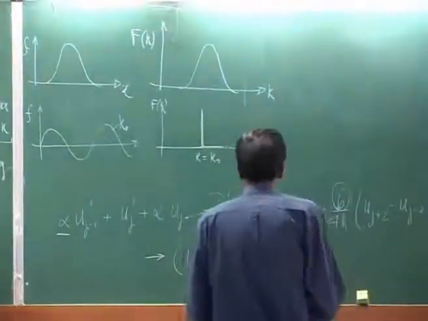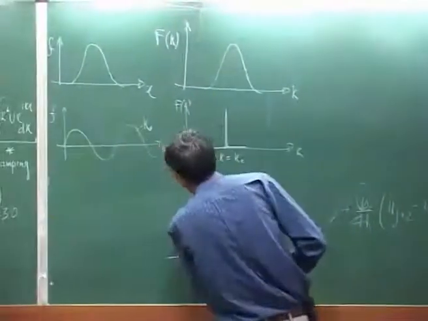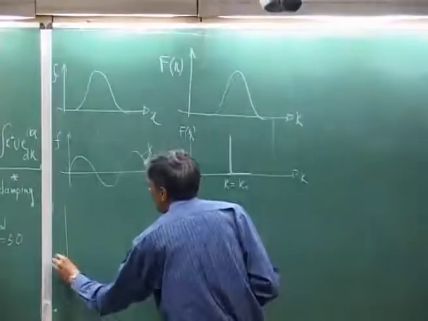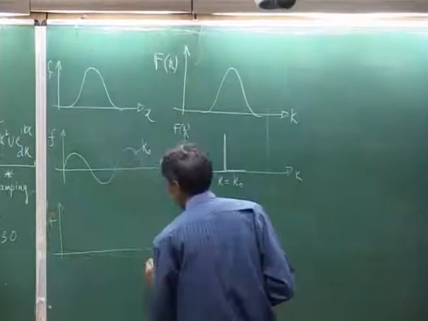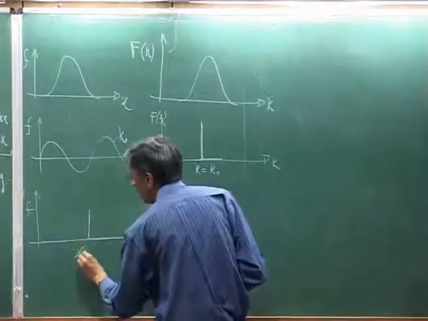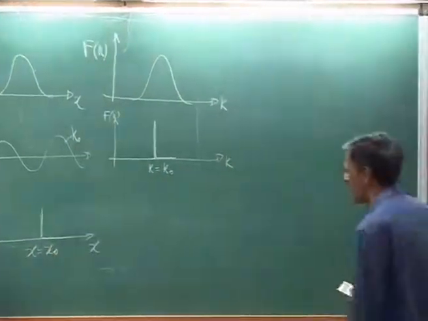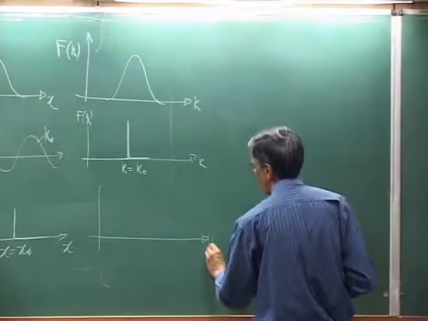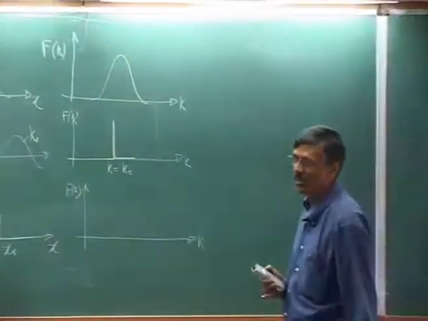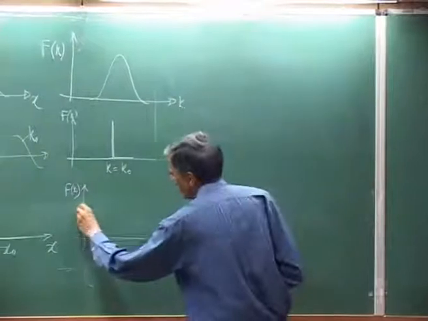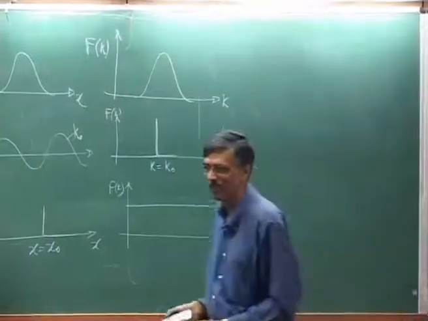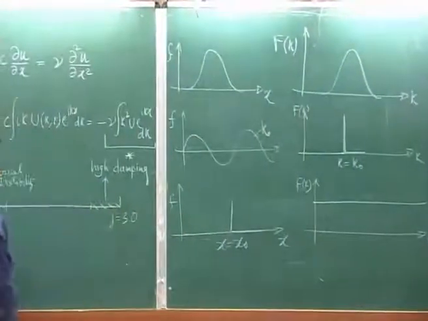Now, if I look at the other extreme, in the physical space I have a delta function, let us say at x equal to x naught. What will I get here? You will get what is called white noise. You will get F of k equal to 1 everywhere. That means all the wave numbers are equally excited.